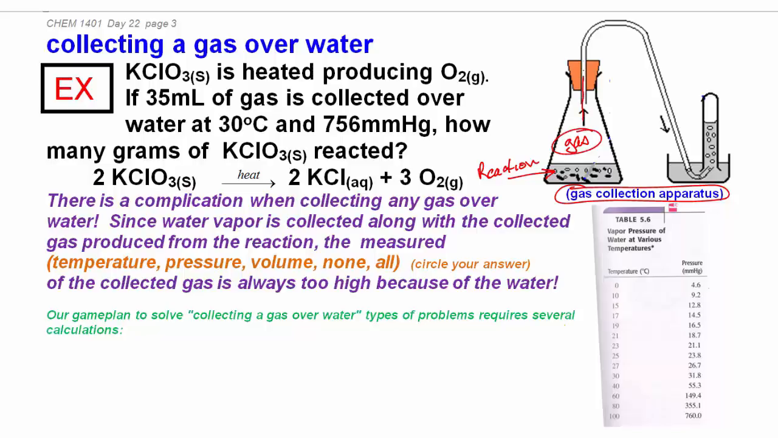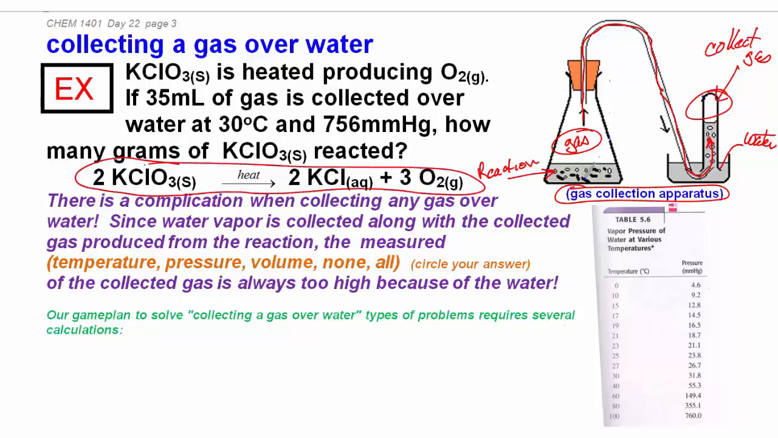Well, it just bubbles up through some tube and ends up here, being collected over water. So they collect the gas over water. So this is water. Okay? Now the reaction that we're going to be talking about in this problem is this reaction. Potassium chlorate is heated and it produces oxygen gas.